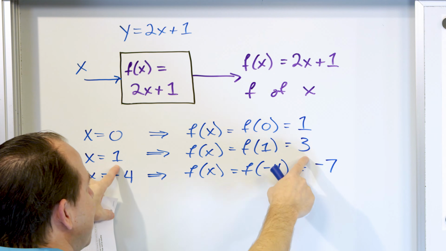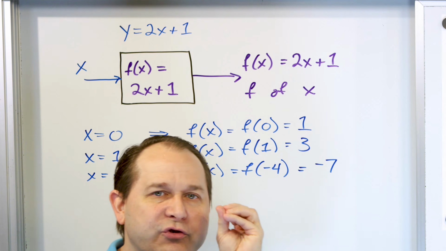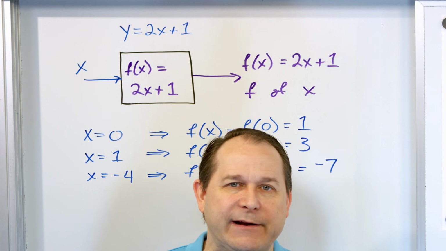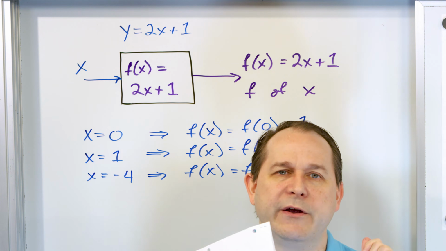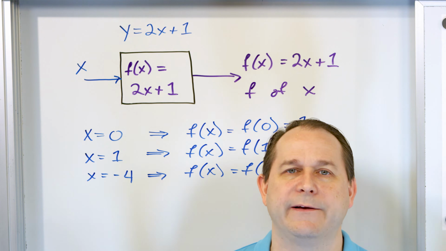And then 1 comma 3 and then 0 comma 1, they form a pair. But it's one-to-one. For each input, there's only one output. I want to say that again. For each input to the function, there's only one output. When there's one-to-one correspondence like that, one input, one output, we call it a function.